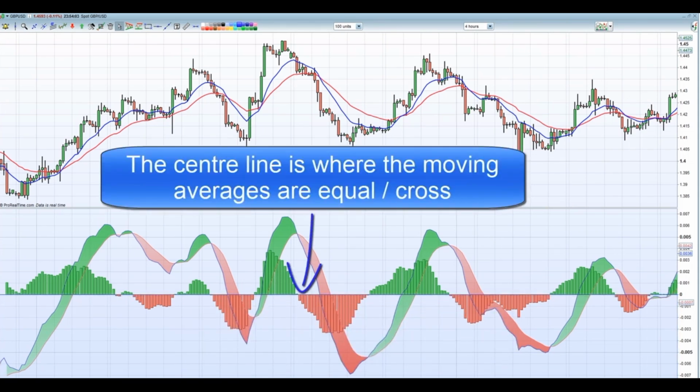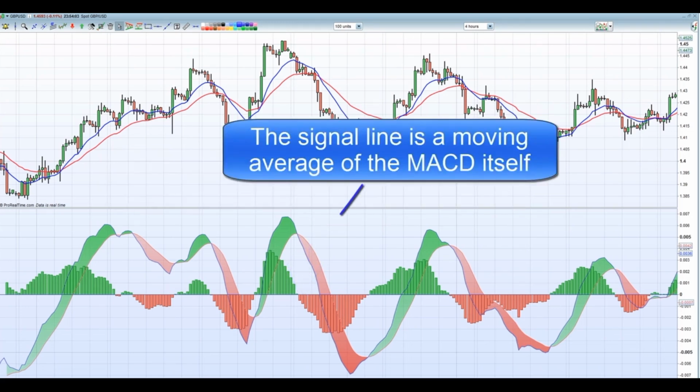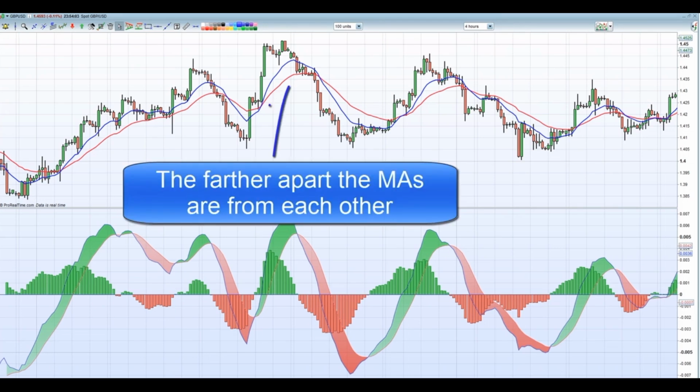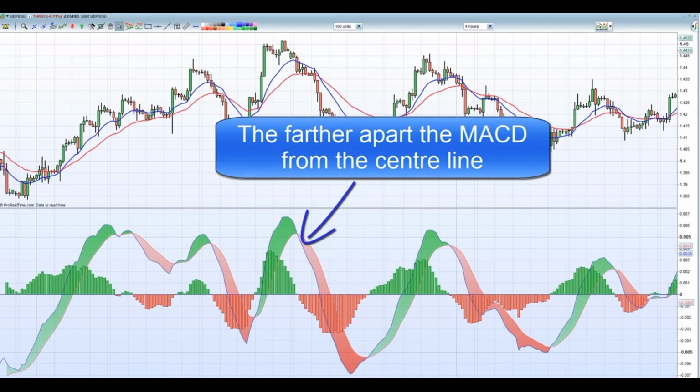The center line, of which the MACD is plotted around, indicates where the moving averages are equal, and when the MACD passes through the center line, this indicates the moving averages are crossing. The signal line, here in red, is a moving average of the MACD values themselves. Typical values for the MACD are 26 and 12 exponential moving averages and 9 for the signal line. The farther apart the moving averages are, and the greater the momentum, the farther away the MACD will be from the center line.